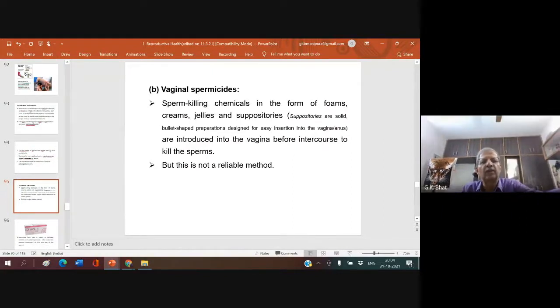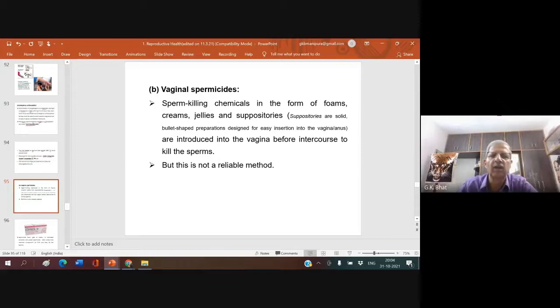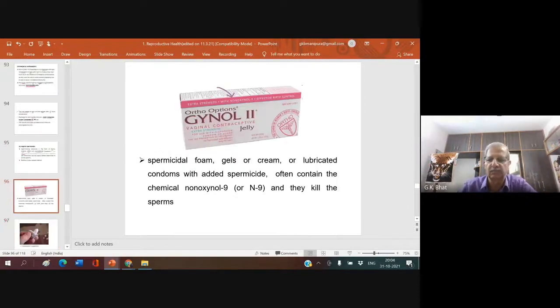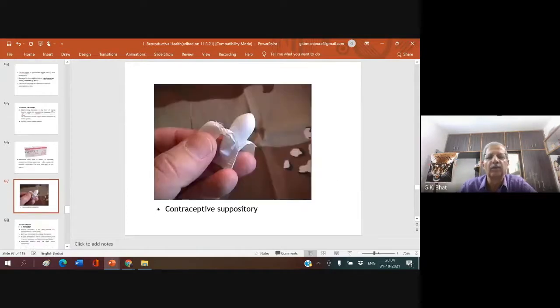Vaginal spermicides. There are many sperm-killing chemicals in the form of foams, creams, jellies, suppositories. What are suppositories? It is a solid bullet-shaped preparation. Let me show that. This bullet-shaped suppository is placed inside the vagina. Because of the temperature of the vagina, it melts. And after that, if one goes for sexual contact, nothing happens. The sperms get killed.